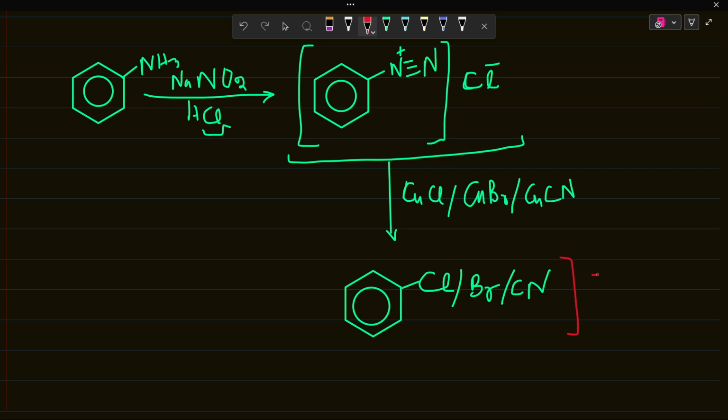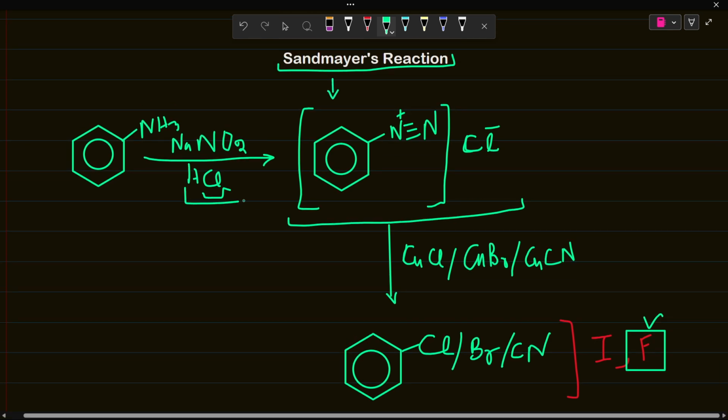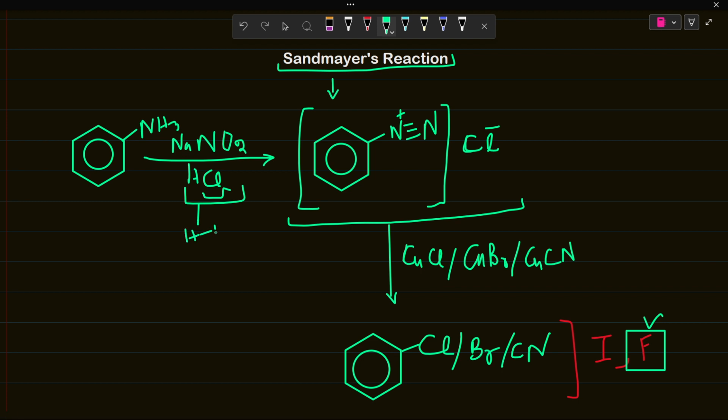Now we won't be able to generate iodobenzene or fluorobenzene through this reaction. The reason is that fluorobenzene cannot be generated, because for its generation, in the diazotization reaction we would have to use HF in place of HCl. And this HF is an explosive, so it cannot be used.